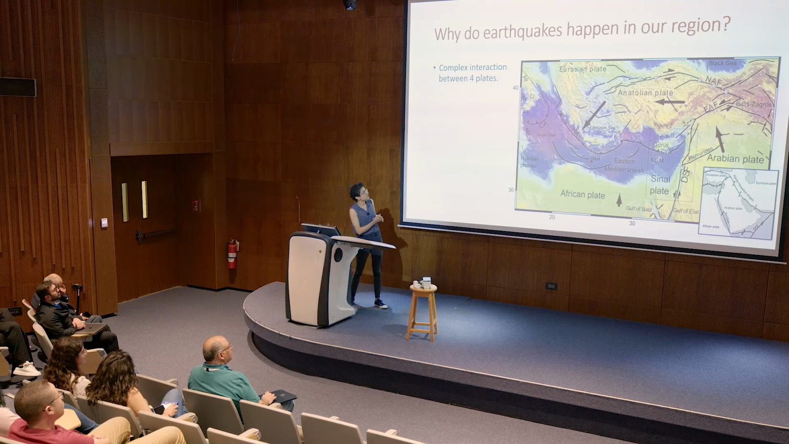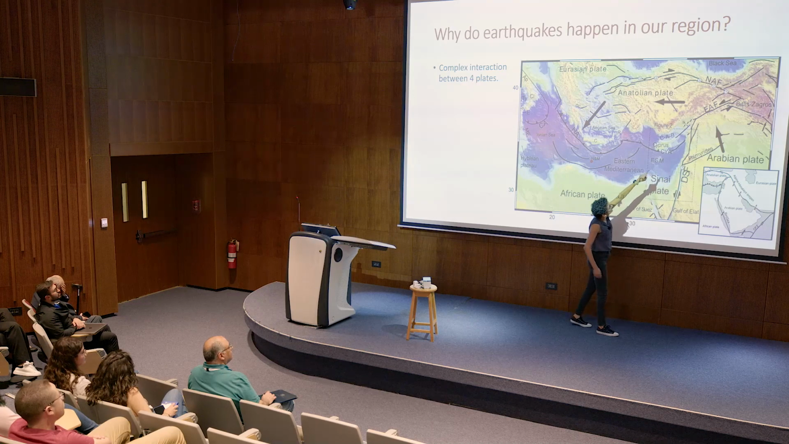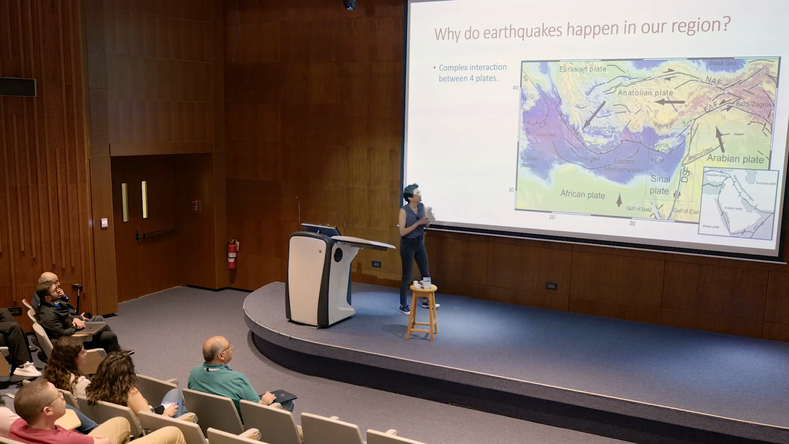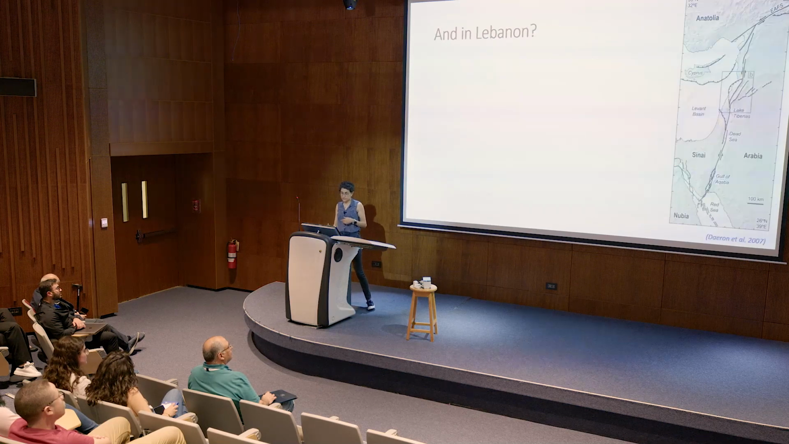Zooming in on our region, so we're located here, and the East Anatolian Fault, the EAF, is where the large earthquake happened in Turkey in February. And in our region, we have 4 major tectonic plates that interact complexly with each other, that move relative to each other. And this is the cause for the earthquakes in our region.